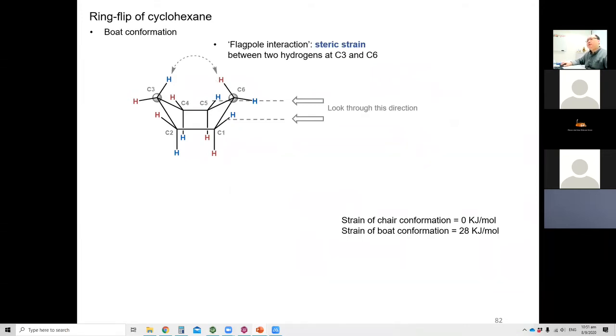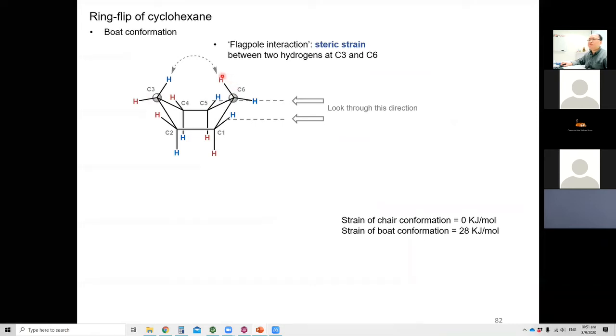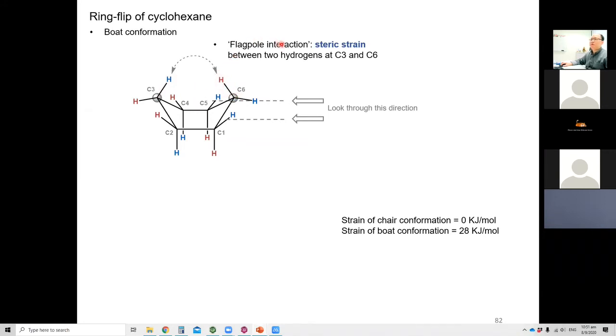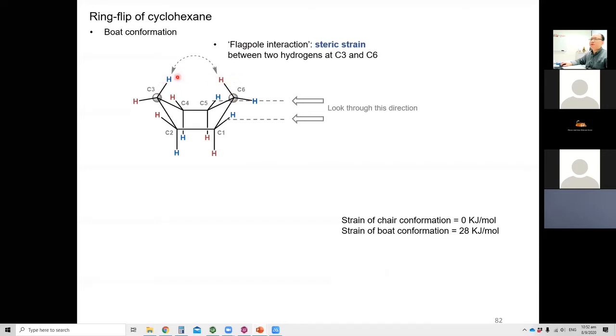So in the boat conformation, you can see that C3 and C6 are both up, right? And this actually creates an interaction between the CH bond of the C3 and the CH bond of the C6. So what we call here is a flagpole interaction because it's a boat, right? At the front of the boat, you have a flagpole. At the end of the boat, you have another flagpole. And if these two flagpoles are too close to each other, you have these two hydrogens closer, right? And this creates some steric strain, okay?